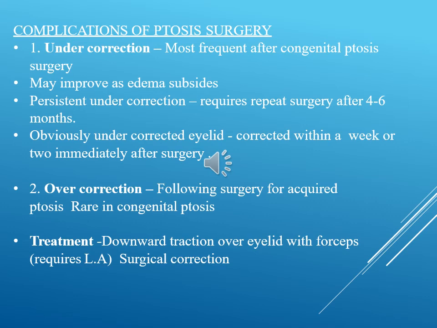The next complication is overcorrection. Now, overcorrection implies that the ptosis surgery has been performed and the height of the upper eyelid is more than expected. So, overcorrection is generally rare in congenital ptosis and mainly occurs when surgery is performed for acquired ptosis. So, the management of overcorrection is by applying downward traction over the eyelid with a forceps under local anesthesia.